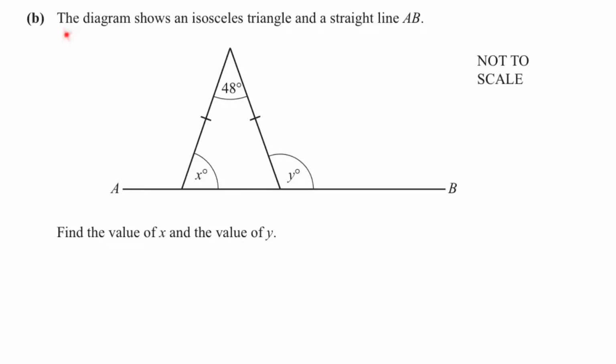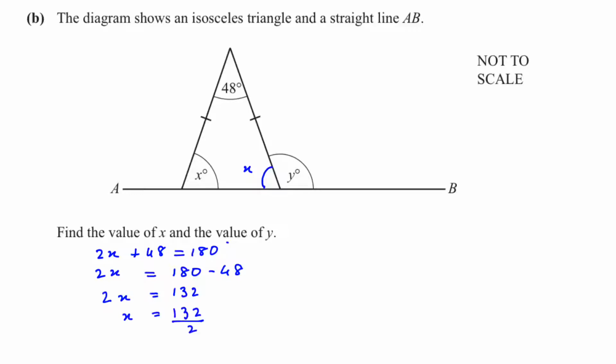Part B. The diagram shows an isosceles triangle and a straight line AP. Find the value of x and the value of y. These 2 sides are equal, therefore these 2 angles will also be equal. This is x, this will be x. The sum of these 3 angles is going to be 180. So 2x plus 48 is equal to 180. 48 when it goes to the other side will be negative. 2x is equal to 180 minus 48. 2x is equal to 132. Divide by 2. 132 divided by 2 is 66.